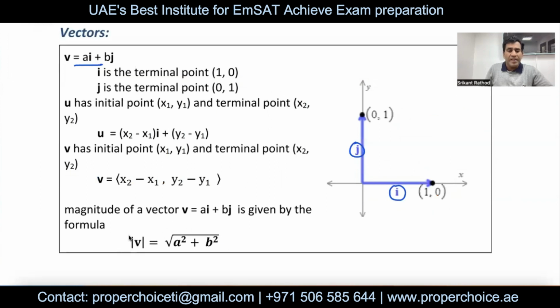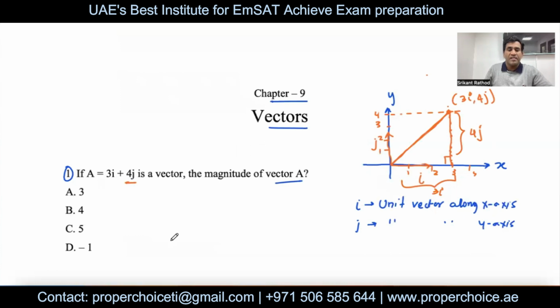The magnitude of the vector v, I find by using the equation: square root of the number with i squared plus the number with j squared, regardless of whether they are positive or negative. This is the formula I'm going to use, and which will be given to us. I'm going to use the same thing here. The magnitude of vector A will be the square root of the number with i squared, that is 3 squared, plus the number with j squared, which is 4 squared.